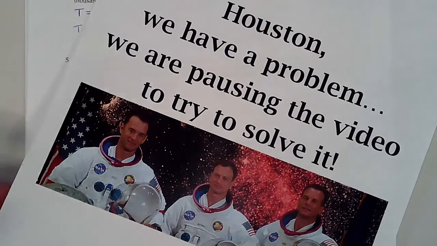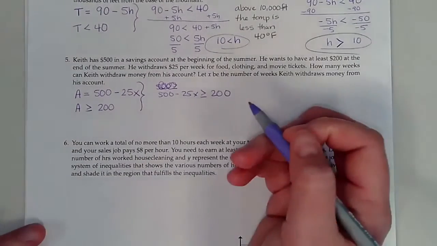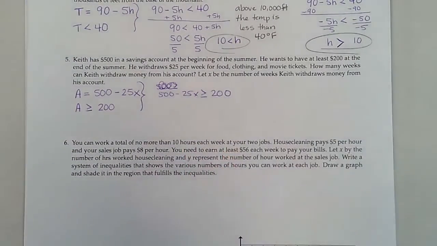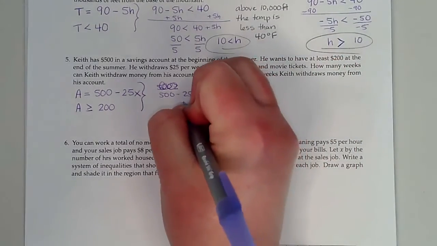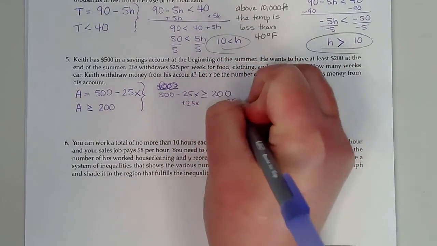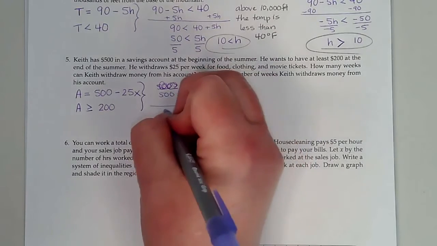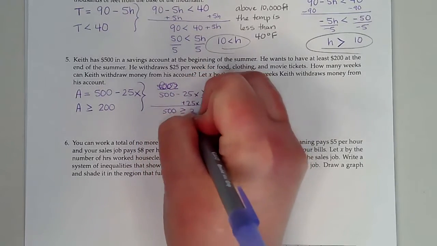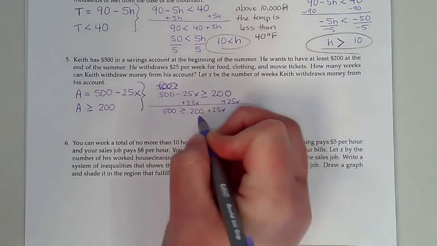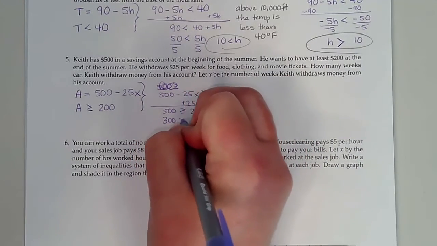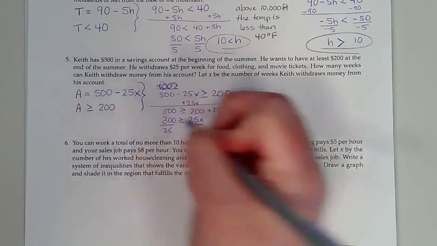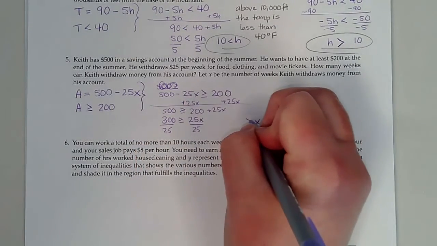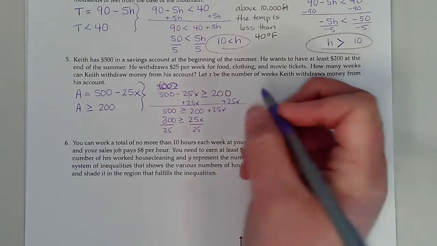Hopefully you had a chance to go ahead and solve that. Again, I really do prefer to have that positive number, and that's just a personal preference. If you are great with handling those negative numbers, feel free to solve it, leaving that on this side. But I really do like having a positive number in front of my variable. So I have 500 is greater than or equal to 200 plus 25x. I'll subtract that 200 over, so it gives me 300 is greater than or equal to 25x. I'll divide both sides by 25, and that tells me that x is less than or equal to 12.